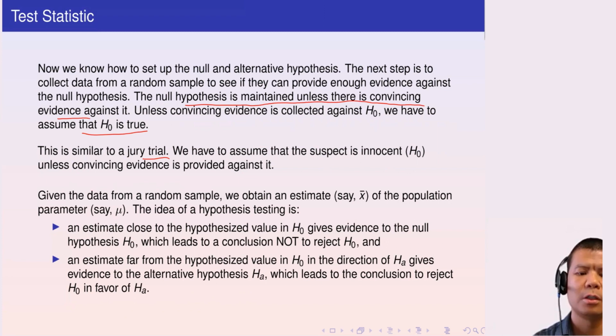Okay, given data from a random sample, we obtain an estimate of the population parameter. The idea of hypothesis testing is that an estimate close to the hypothesized value H0 gives evidence to the null, because it's pretty close to the hypothesized value, which leads to a conclusion not to reject H0. Now, if we get an estimate far from the hypothesized value H0, this gives evidence to the alternative, which leads to a conclusion to reject H0.